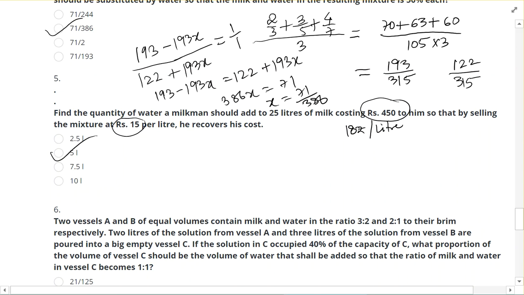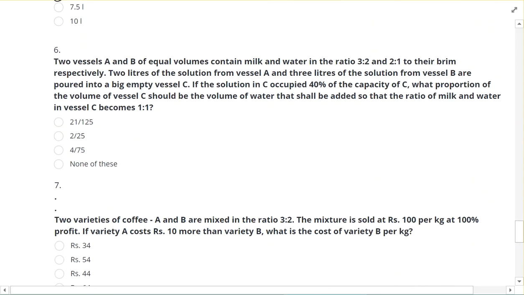That's straight and simple. Two vessels A and B of equal volumes contain milk and water in the ratio 3 to 2 and 2 to 1 to the brim respectively. 2 liters of solution from A and 3 from B are poured into a big empty vessel C. So milk is 3 by 5 in the first one and 2 by 3 in the second one. 2 liters from the first and 3 liters from the second are mixed.